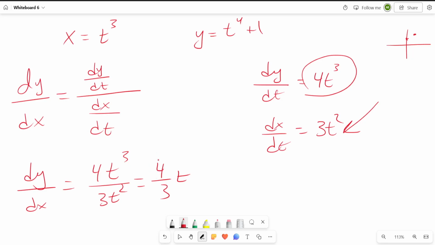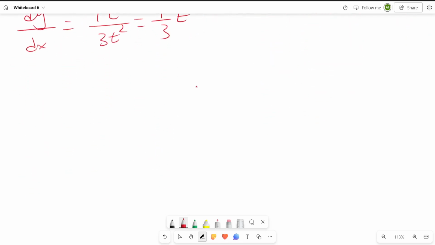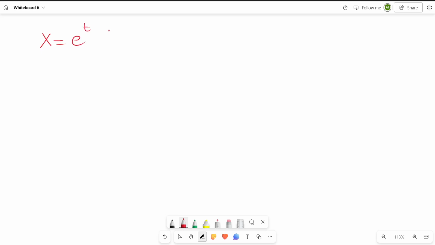And this is how to find dy by dx. Let's take another example. Let's say we have a function where x equals e power t and y equals 2t cubed plus 3t, and I'm asked to find dy by dx.